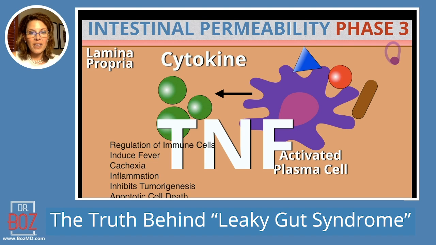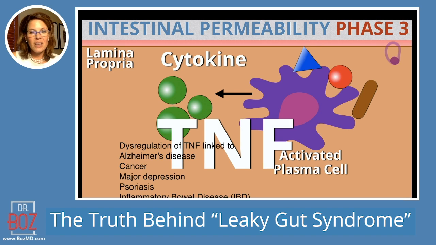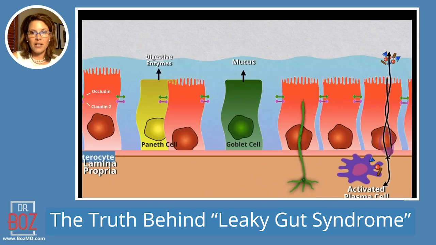If there's a dysregulation of TNF alpha, we know that it's linked to Alzheimer's disease, to cancer, to major depression, to psoriasis, to inflammatory bowel disease. These are just a few, but they are signs of some of my sickest, most difficult patients to take care of. So, phase 4. Here we go.